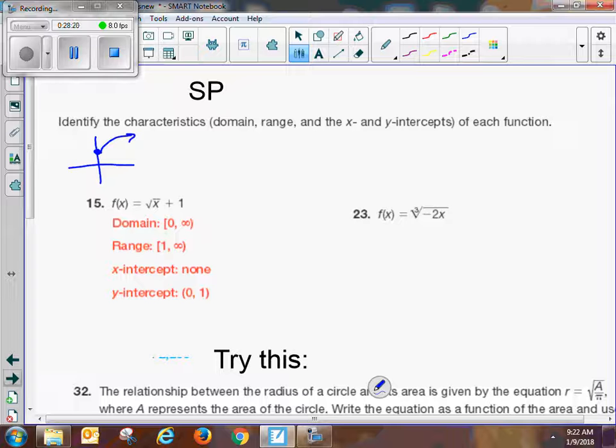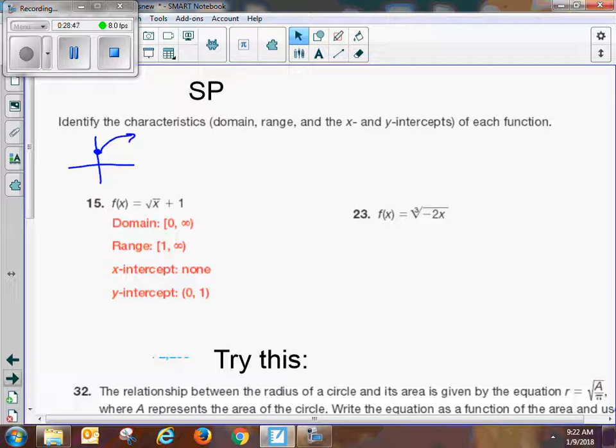X-intercept is not 0, 0, is it? Where does this picture that I just drew you hit the x-axis? It doesn't, so that's why there's none. And then last in that group, y-intercept. What is y-intercept? 0, 1, because, isn't that the point there? 0, 1.